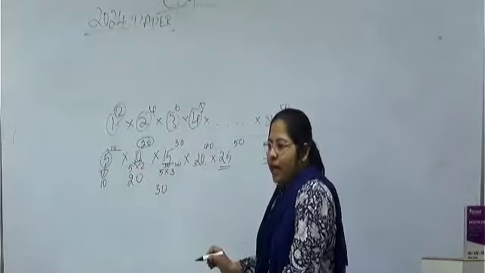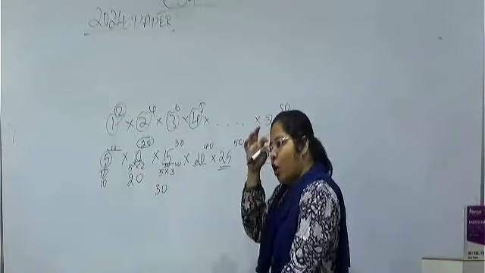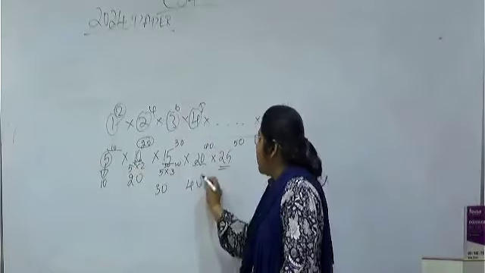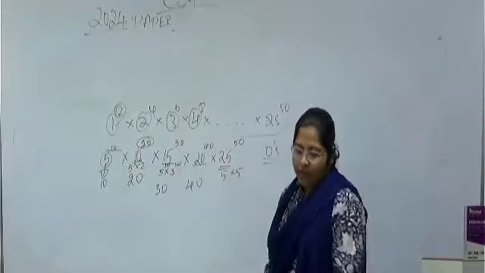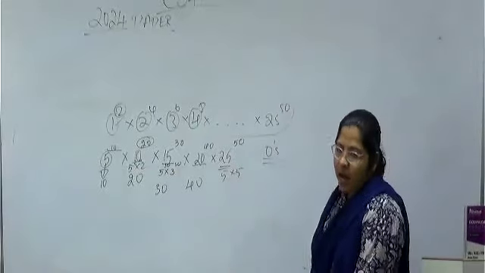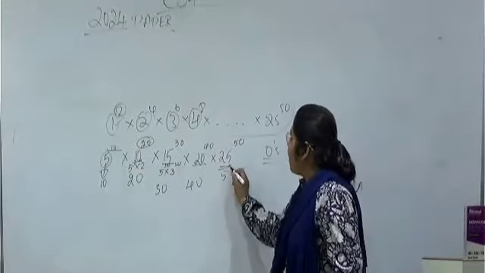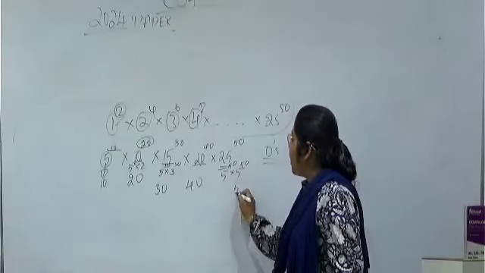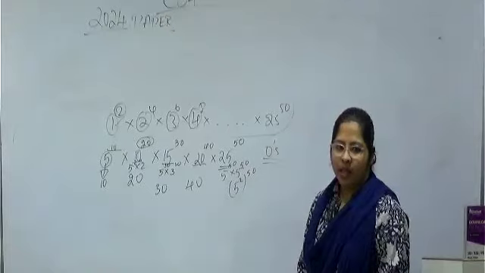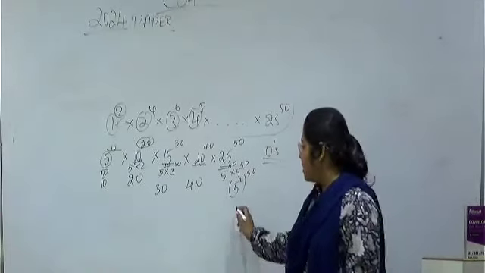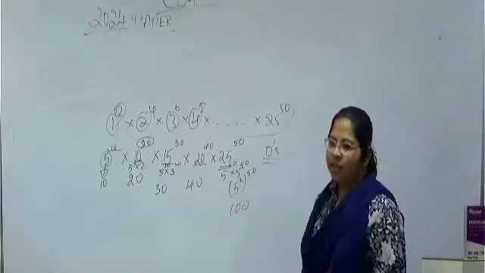This 20 I can write as what? 5 into 4. That means 40 zeros. This 25 I can write as what? 5 into 5. That means how much? 100. How? 5 to the power of 50, 5 to the power of 50. That means 5 square to the power of 50. 100. It is everything.